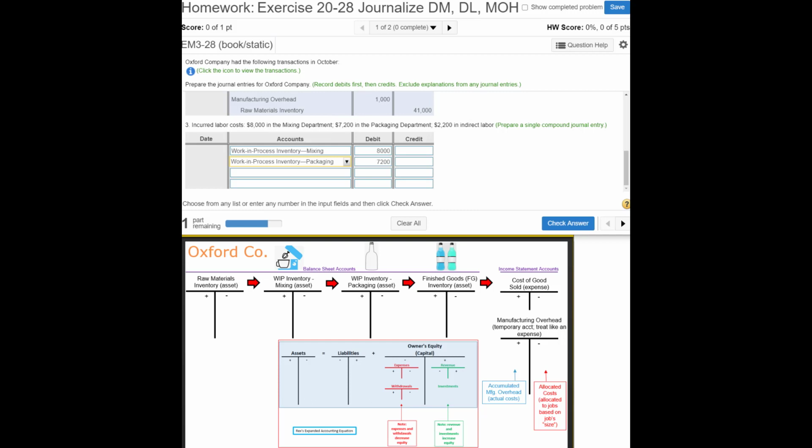packaging, and then we have 2,200 in indirect labor. Remember, indirect labor increases manufacturing overhead until it's allocated later. So we've got 2,200 to MOH, manufacturing overhead. And the labor costs, these wages are not going to be paid yet, so the other account is wages payable. And let's see, so 8,000 plus 7,200 plus 2,200, that's 17,400.